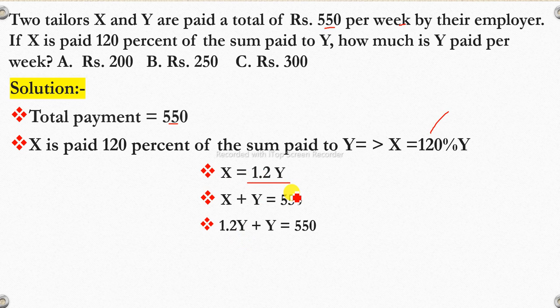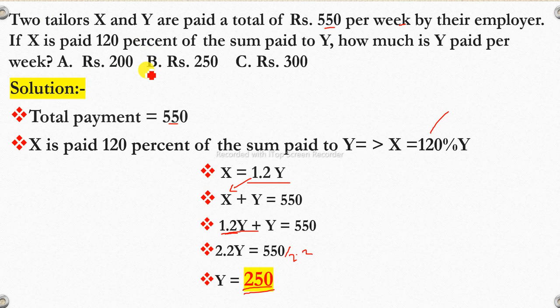Then here we have X is 1.2Y, so we can substitute 1.2Y in place of X. When we substitute, we get 1.2Y plus Y is equal to 550. When we add this, we get 2.2Y equal to 550. When we divide this by 2.2, we get that Y is equal to 250. So the answer will be B. B is the answer for this question. So let us move to the next question.